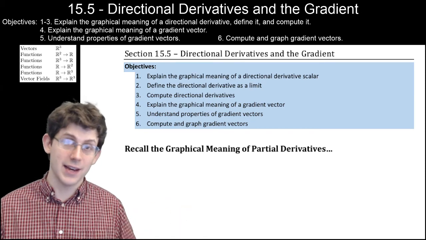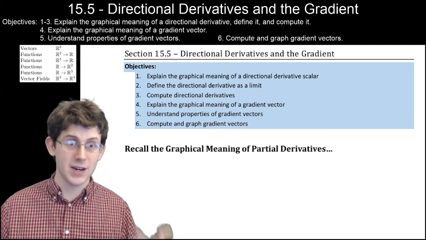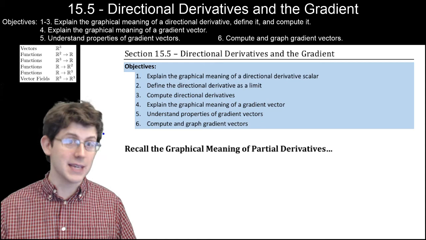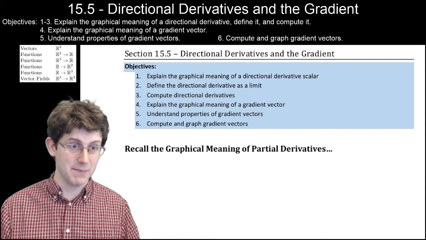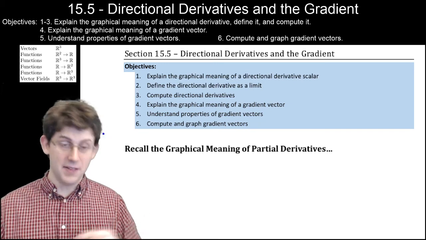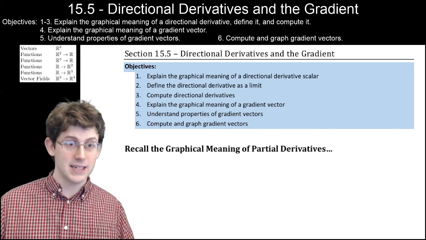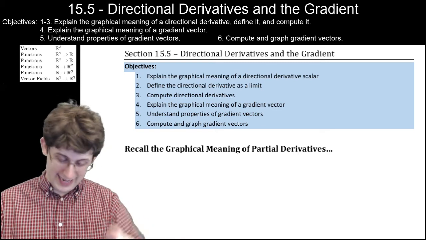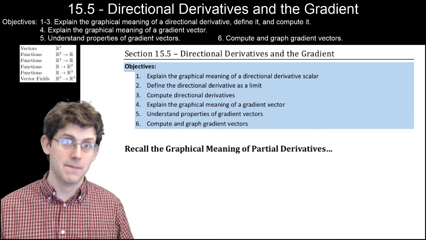So there's a lot going on in this section. It's got 6 objectives. The first 3 are basically, what is a directional derivative? What does it mean graphically? Can you write down a definition of it? And can you actually compute them? Then the other 3 are all about gradients. Can you explain what they mean graphically? Can you figure out what they do, like how they operate, what are their properties? And can you compute them and draw pictures of them?